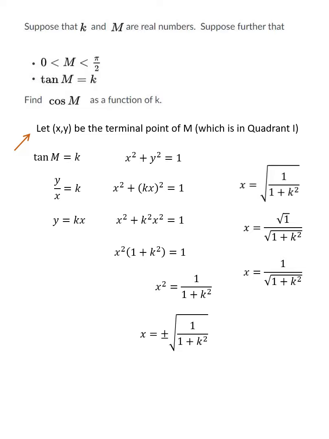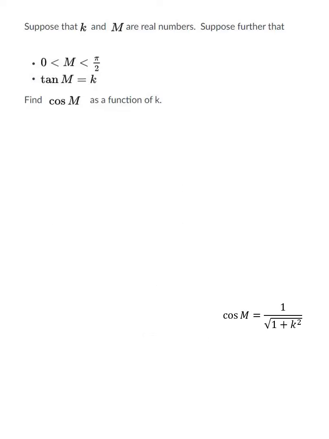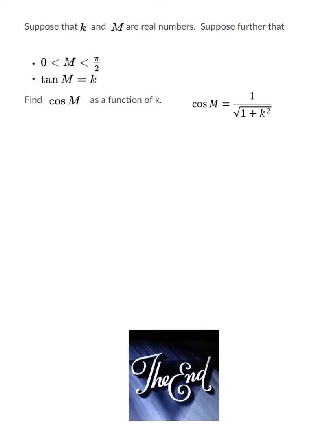But remember, (x, y) was the terminal point of m, and therefore, by definition, x is the cosine of m. So having found x is the same as having found the cosine of m, which is precisely what this problem wanted me to do. And now I have found the cosine of m as a function of k. And that completes this problem.